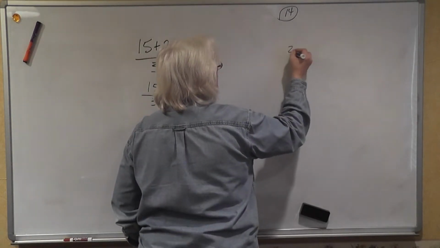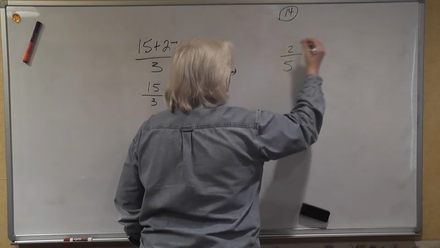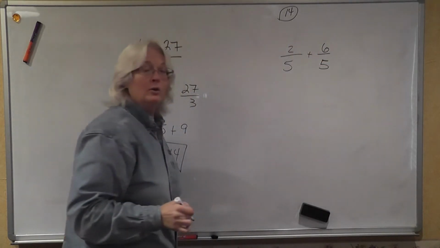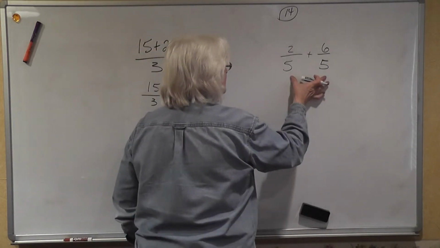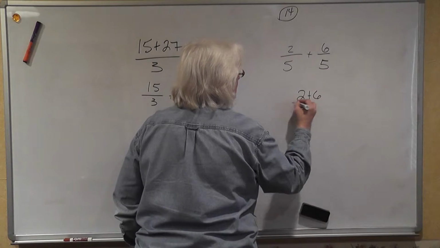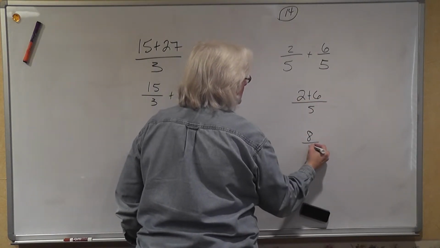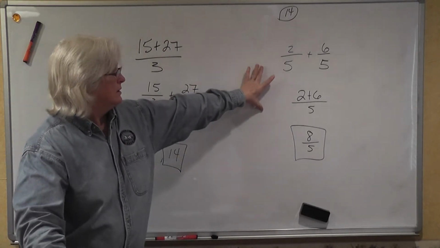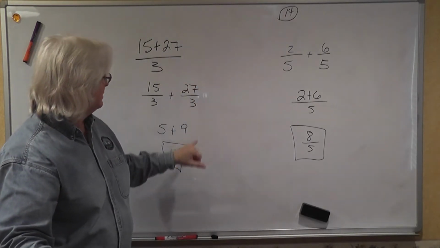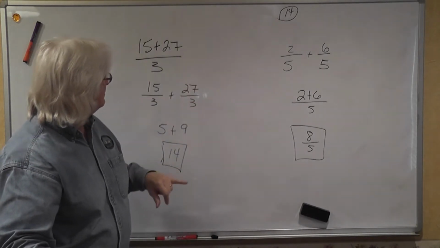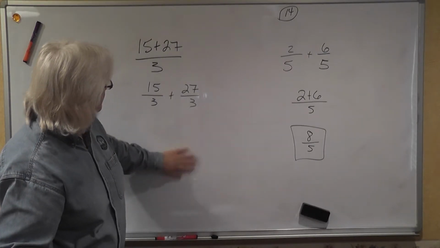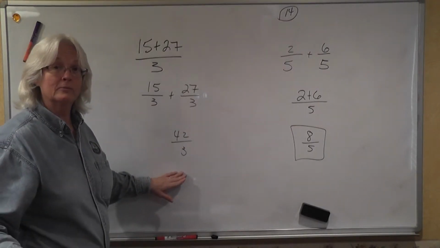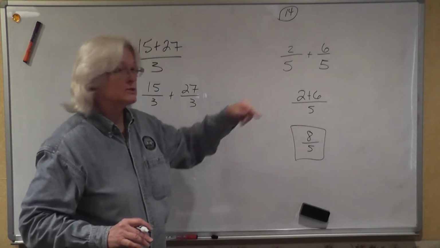Let me just do it this way. 2/5 plus 6/5. How do you add fractions together that have the same denominator? You add the numerators and you keep the denominator. So you have 8 over 5. What we did with this problem was we worked the addition of fractions with a common denominator in opposite order. Because what this gave us would have been 42 divided by 3. Okay? We can break these apart.